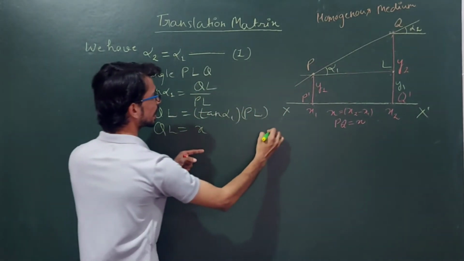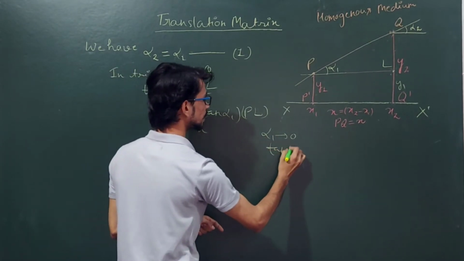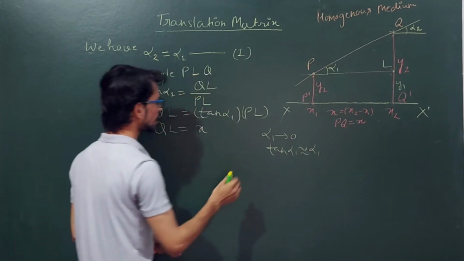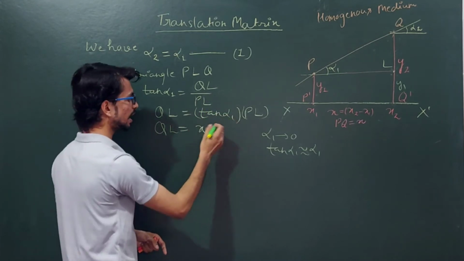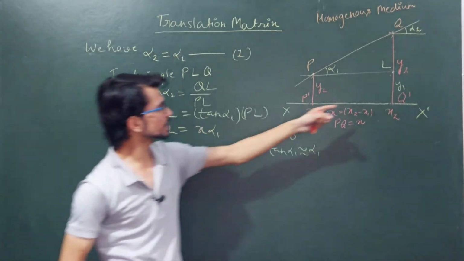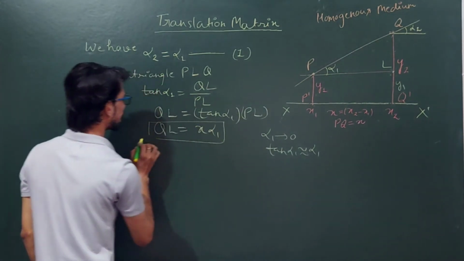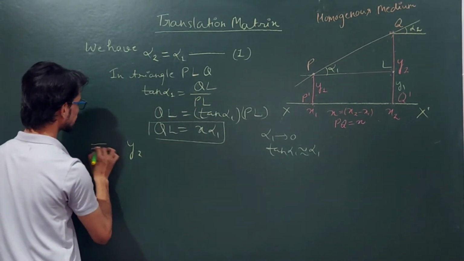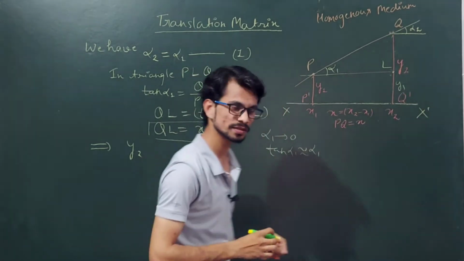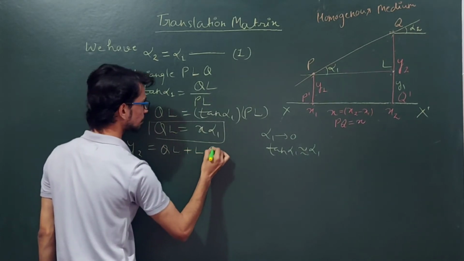So here, as angle alpha 1 is very small, I can treat tan alpha 1 as equal to alpha 1. So I am not writing the tangent of alpha 1, I am writing simply alpha 1 here. So this is QL. Now I have to find the value of y2. What is y2? As I have already told you, y2 is the sum of QL plus LQ dash.